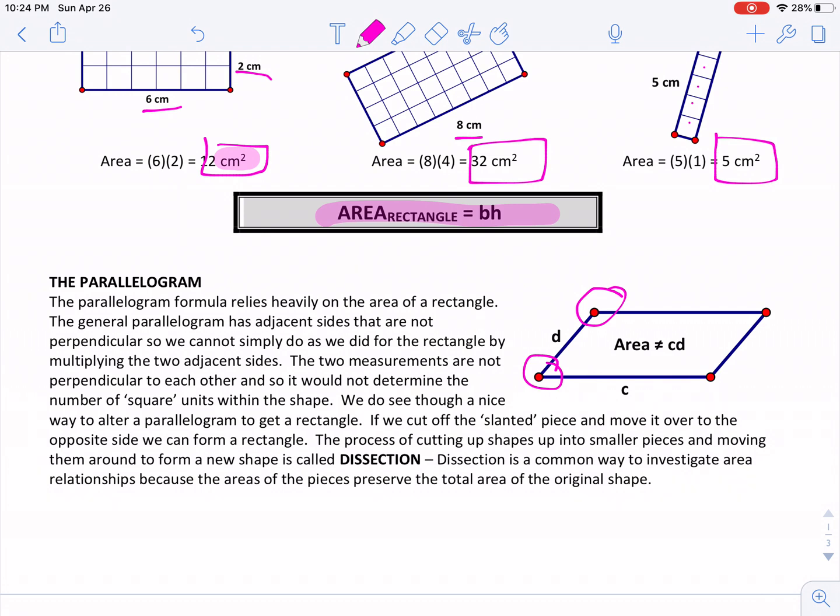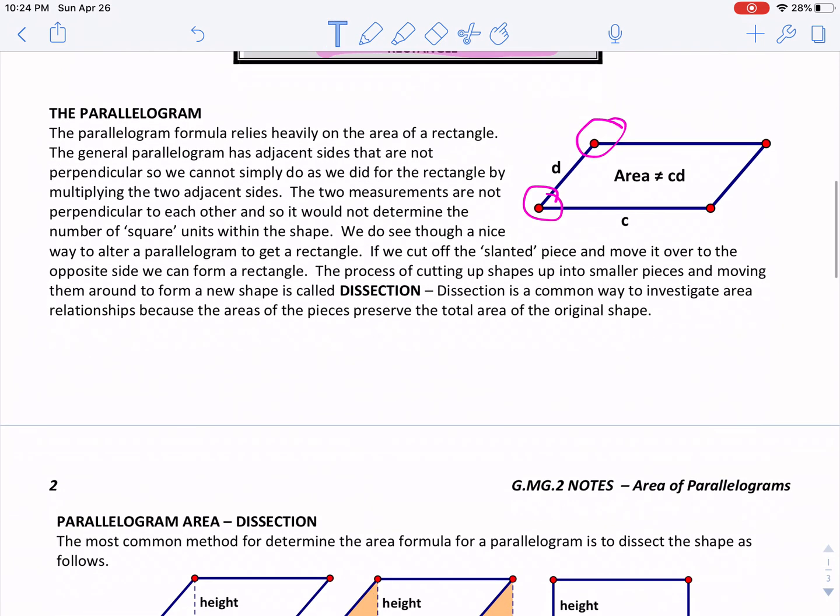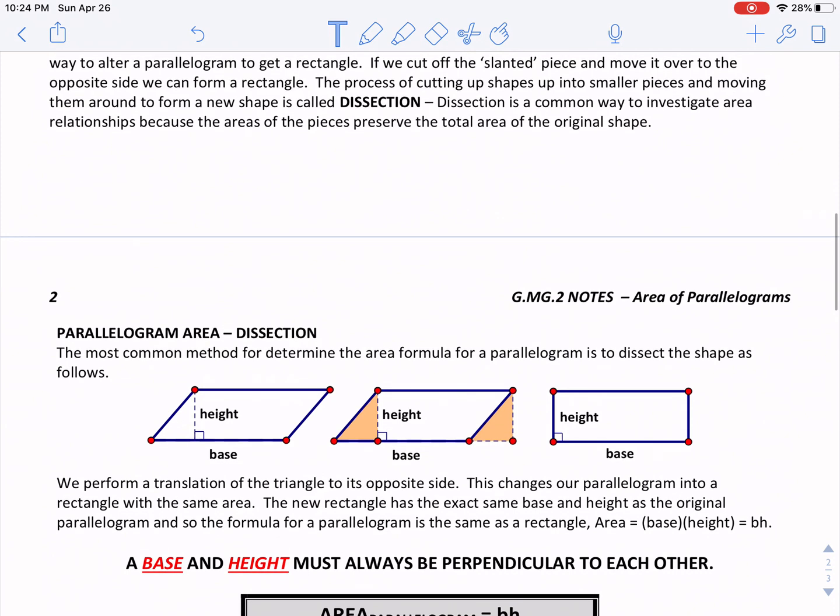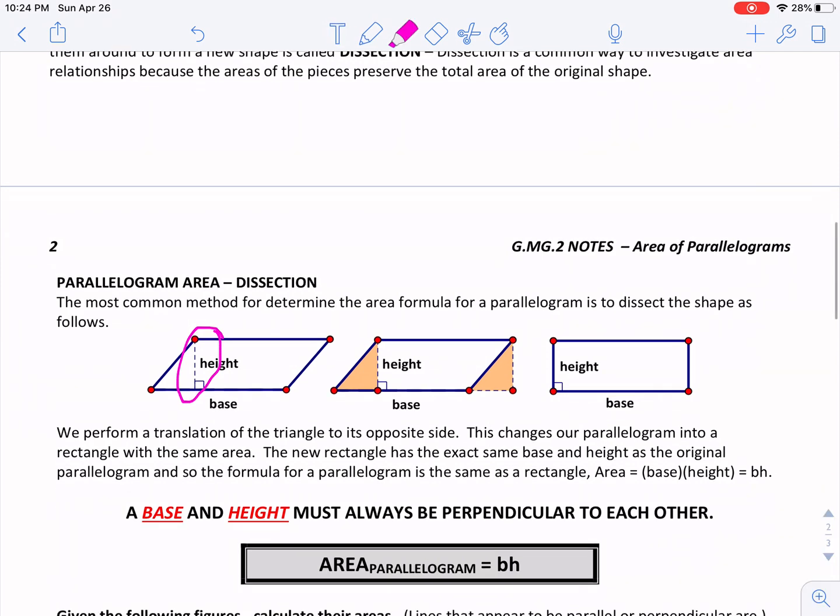So the area cannot just be C times D because there's no perpendicular side there. Instead, we're going to take either set of parallel sides and draw a line from the top to the bottom to where it makes a 90-degree angle. Then we get to the point where we can multiply base times height.